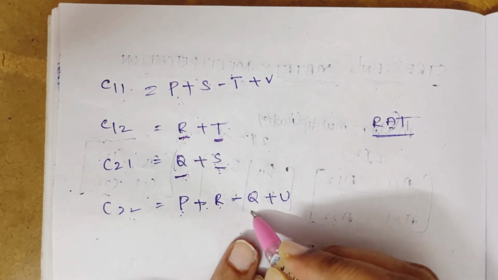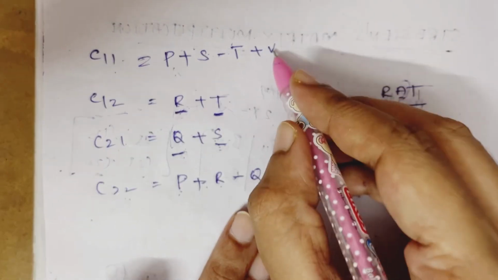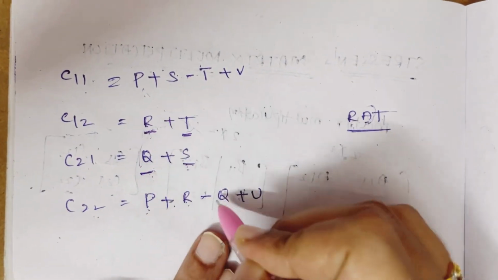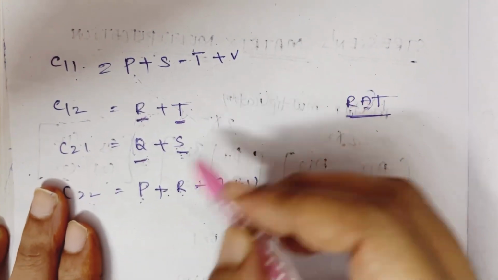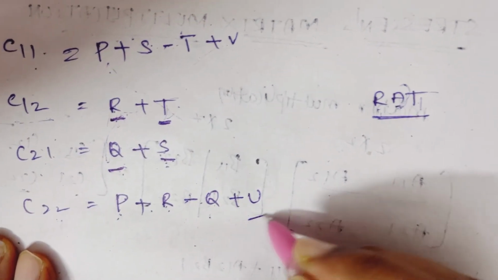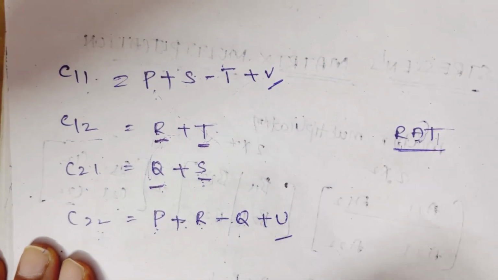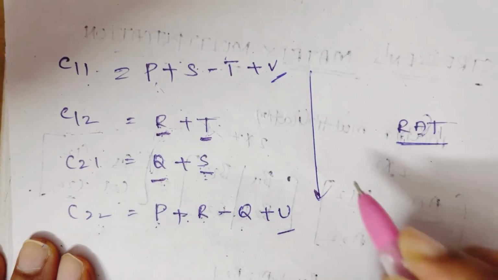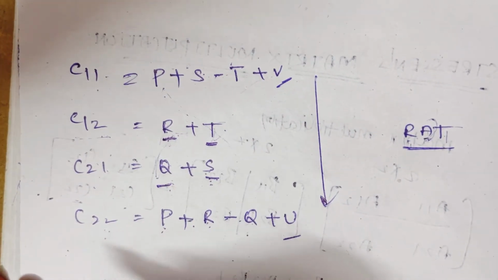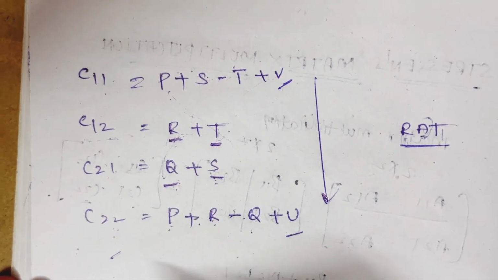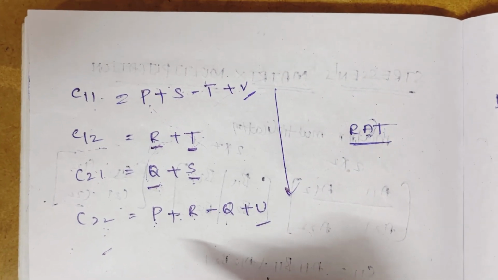Next, Q in C22. The remaining symbols besides P, Q, R, S, T are U and V. U is written in C22 and V is written in C11 with the addition symbol. So this is the logic for C11, C12, C21, C22. This is nothing but the principle of Strassen's matrix multiplication.